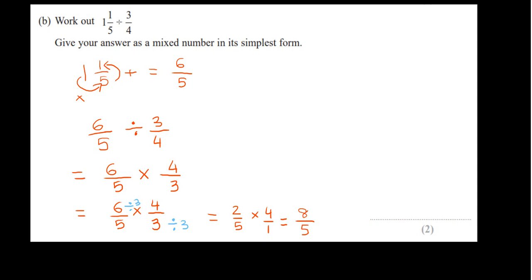What I need to do next is change this into a mixed number. So 5 goes into 8 once, remainder 3. So 8 over 5 can also be written as 1, 3 over 5. And that's that question done. Let's move on to the next question.